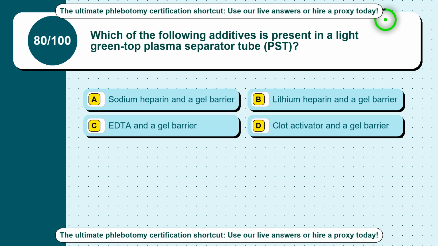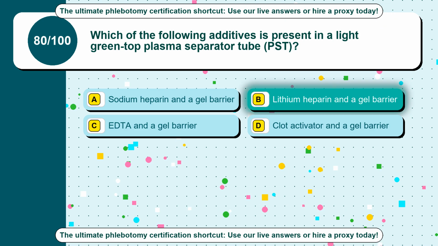Question 80. Which of the following additives is present in a light green top plasma separator tube, PSD? Option A, sodium heparin and a gel barrier. Option B, lithium heparin and a gel barrier. Option C, EDTA and a gel barrier. Option D, clot activator and a gel barrier.